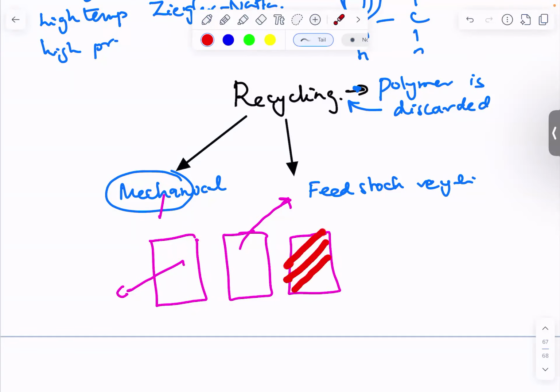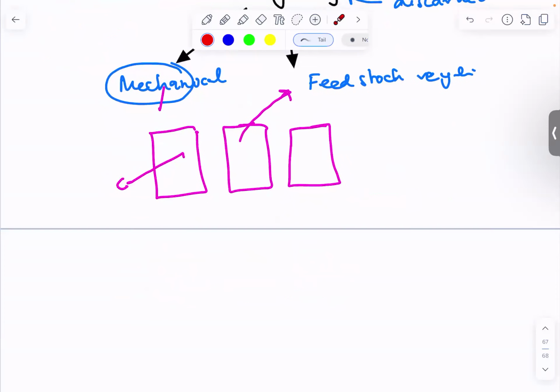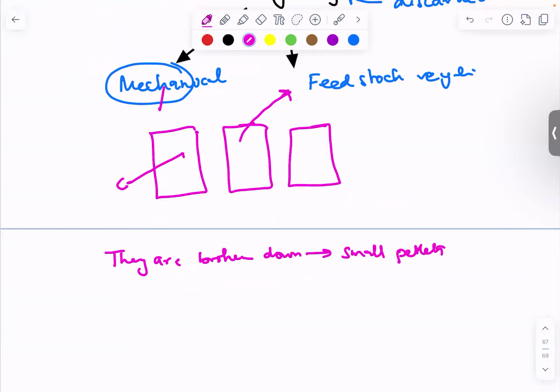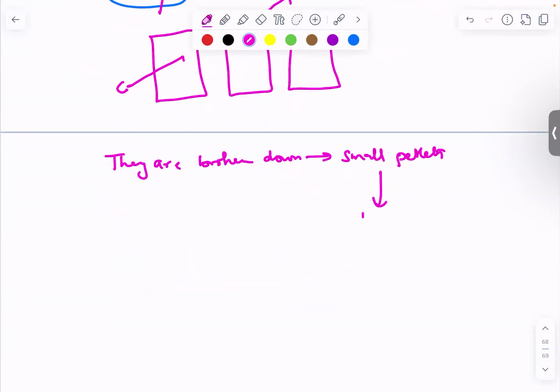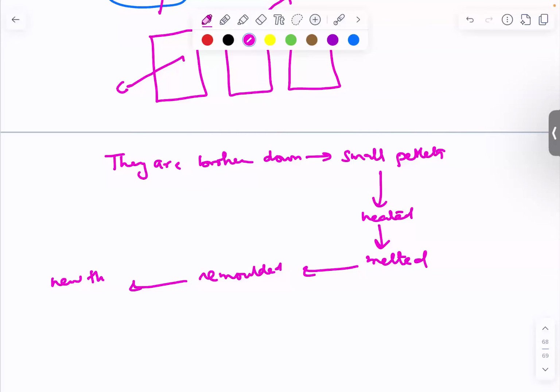That means first they are broken down into small pieces. After that, they are melted. So I'm going to write. First of all, number one, they are broken down by machines into small pellets. Now, these small pellets are heated and they are melted, and then they are remolded to make new things. So that means the plastic can be reused again. This is called recycling.